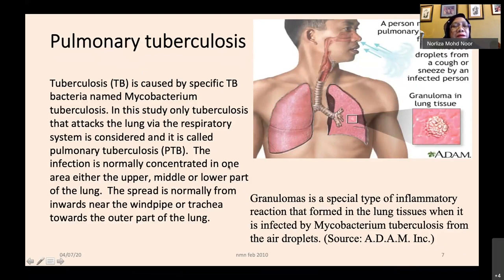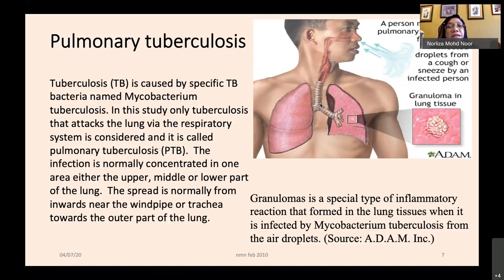The infection is normally concentrated in one area, either the upper, middle, or lower part of the lung. The spread is normally from the inside, near the windpipe or trachea, towards the outer part of the lung. This is an airborne disease, meaning that if somebody infected coughs in front of you, you will inhale the droplets or the bacteria, and you will eventually get it. But it takes time for the symptoms to be noticed by the doctors or by yourself. Normally there will be a loss of appetite, and then you become really skinny.